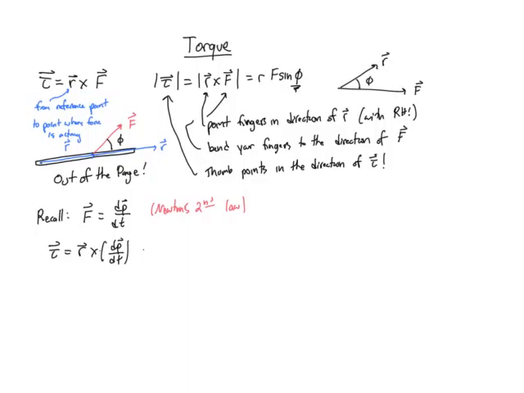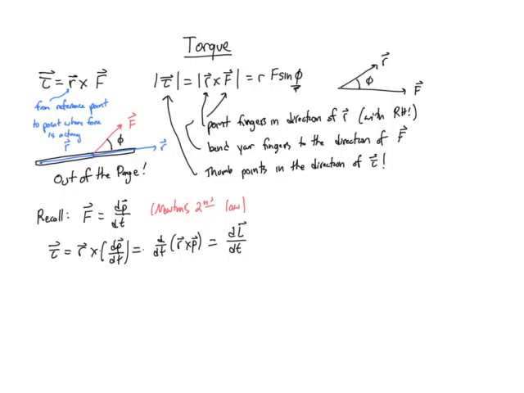Well, if I assume that the point of application of the force right there is not changing in time, then this thing is time independent, and I can pull the derivative through this like that. But now recall that r cross p, that's just the definition of the angular momentum. So we found that we can write a torque as a change in angular momentum.